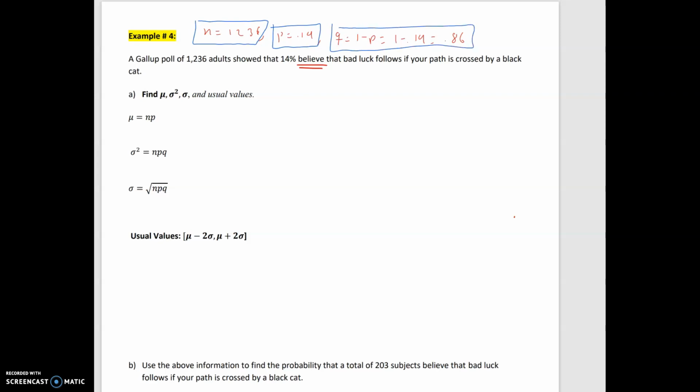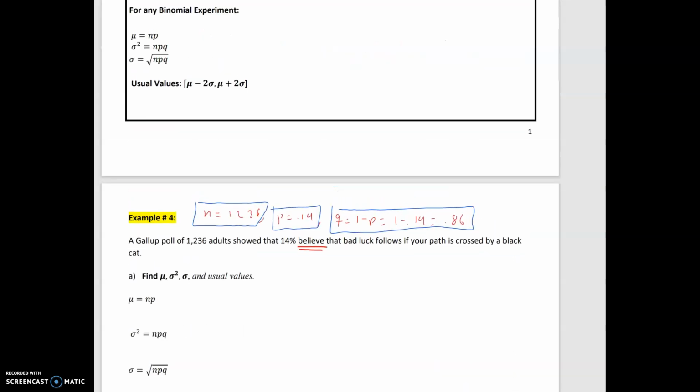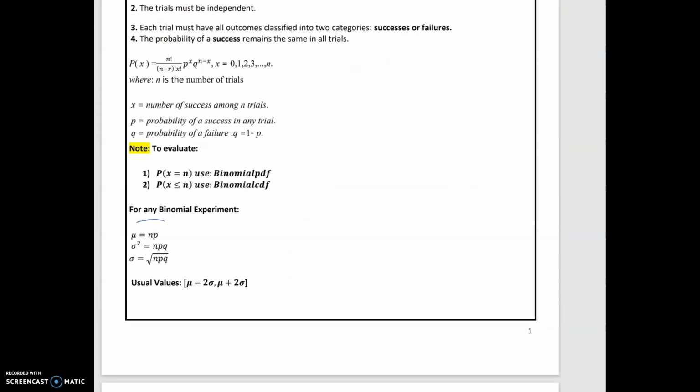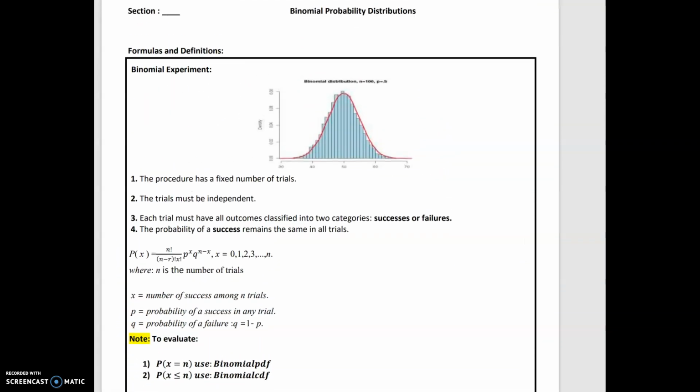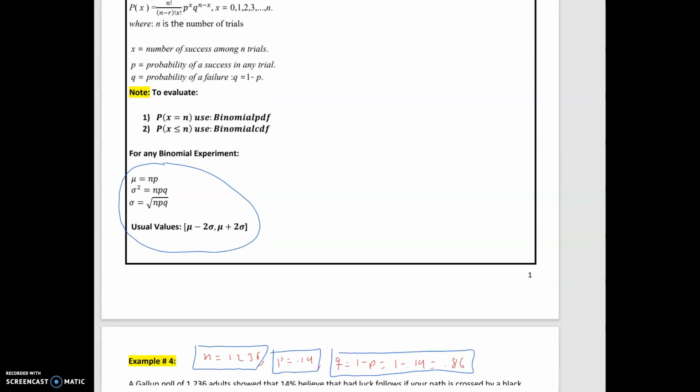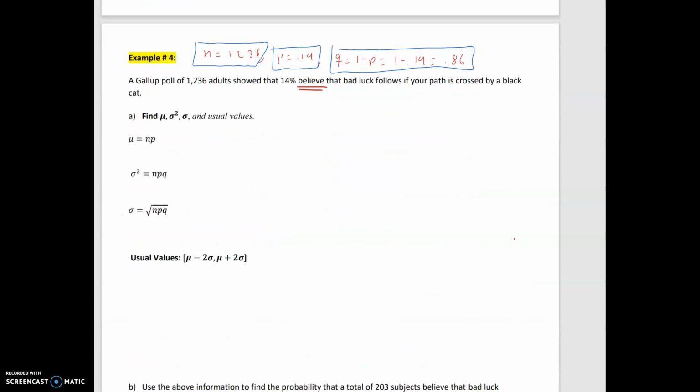Now, on part A, they want us to evaluate the mu, the variance, and the standard deviation. Because it's a binomial, all of these formulas are going to apply. And as stated here, you're basically just looking at two main events, successes or failures. So for this problem, a success is to believe in the bad luck, and a failure is not to believe in the bad luck.